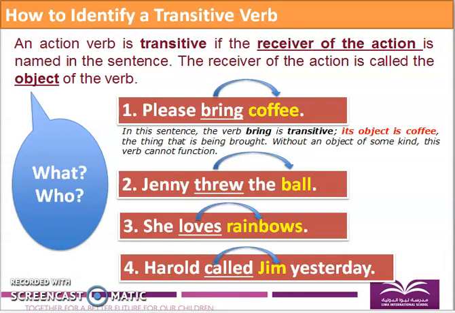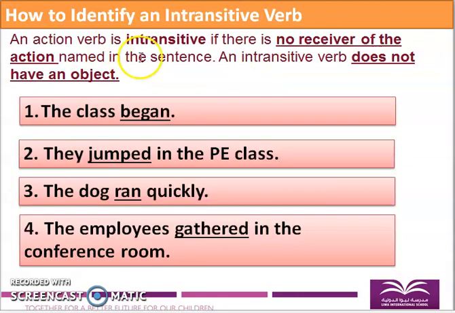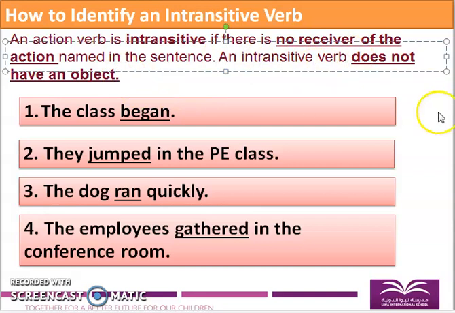Now let's move on to identifying an intransitive verb. An action verb is intransitive if there is no receiver of the action named in the sentence. No receiver, meaning there is no object. An intransitive verb does not have an object.